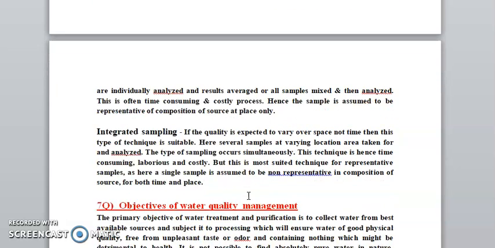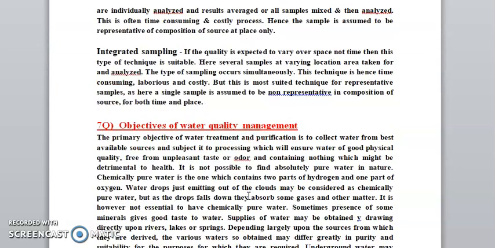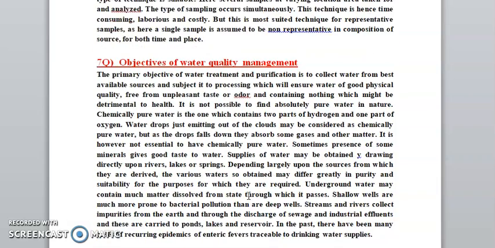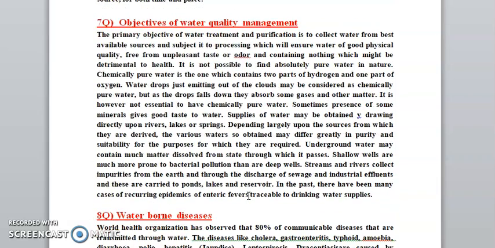Now we go for the seventh question: objectives of water quality management. What are the objectives? The primary objective of water treatment and purification is to collect water from the best available source and subject it to processing, which will ensure the water is of good physical quality, free from unpleasant taste or odor, and containing nothing which might be detrimental to health.